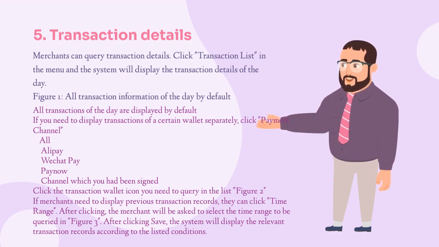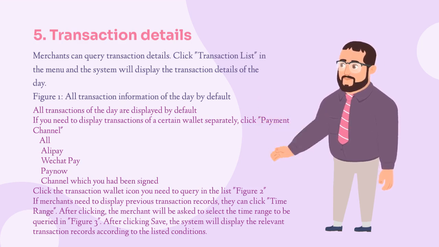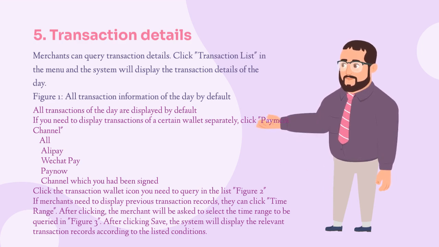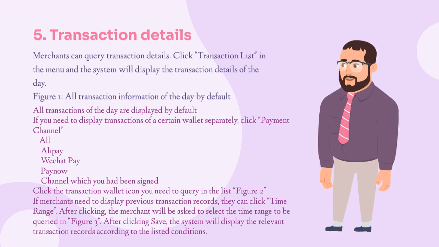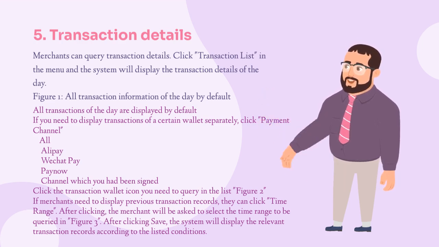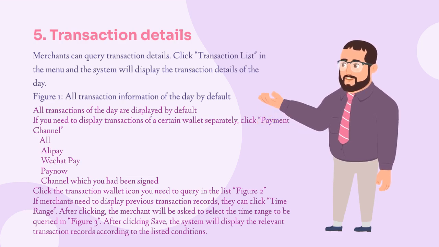If you need to display transactions of a certain wallet separately, click Payment Channel. All, Alipay, WeChat Pay, PayNow and the channels which you have signed up for. Click the transaction wallet icon you need to query in the list. Figure 2. If merchants need to display previous transaction records, they can click Time Range. After clicking, the merchant will be asked to select the time range to be queried. Figure 3. After clicking Save, the system will display the relevant transaction records according to the listed conditions.